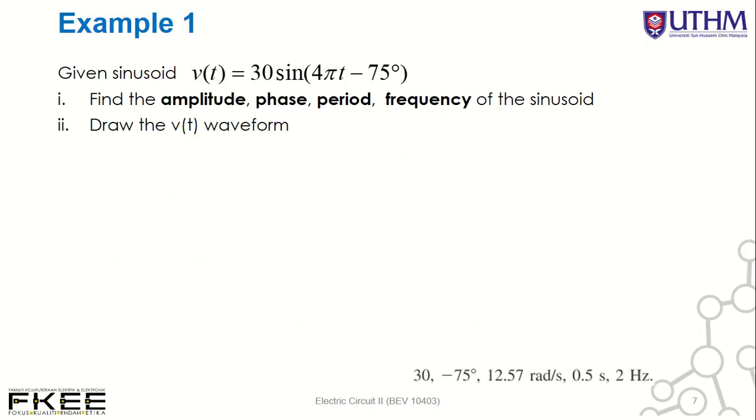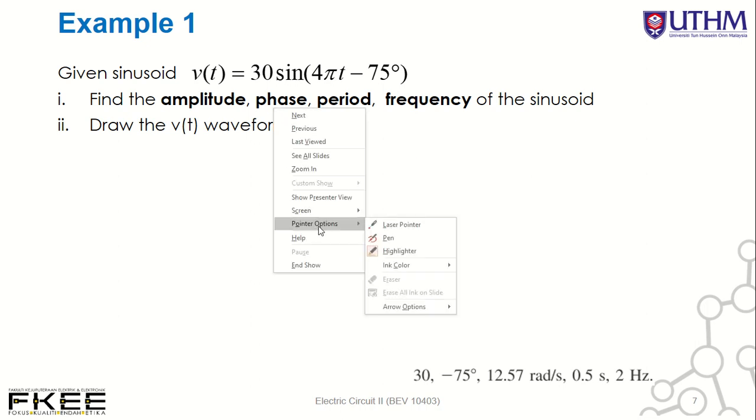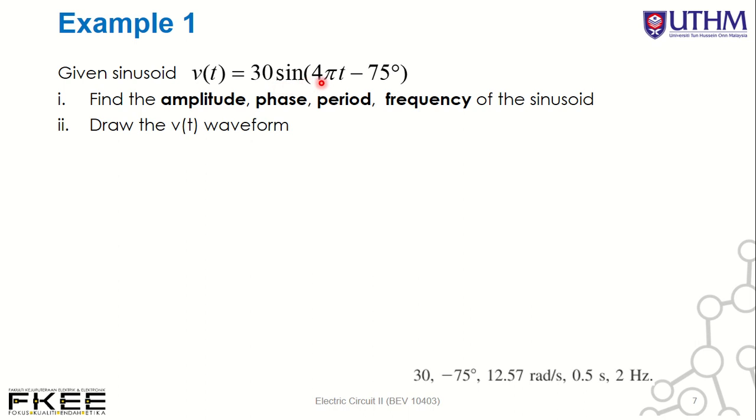Okay, so look at this example. You can try this example yourself, cuba buat example ni. Take out paper and pen, make sure you write. Let's say given a sinusoid v(t) equals 30 sine(4 pi t minus 75 degrees). From this sinusoid function, find the amplitude, phase, period and frequency of the sinusoid.